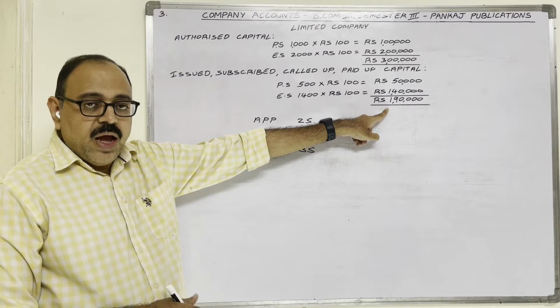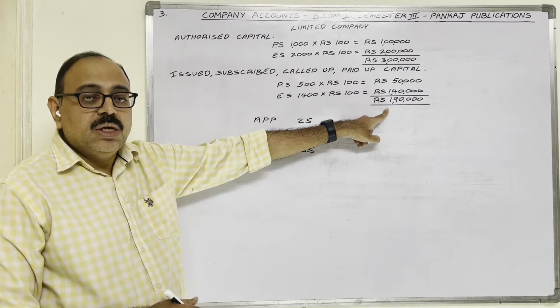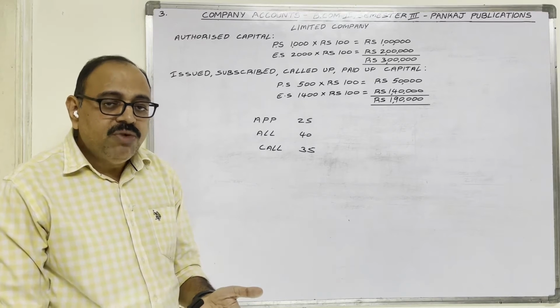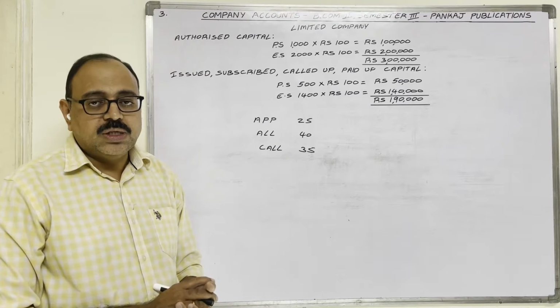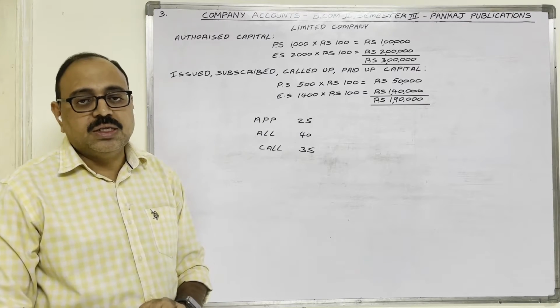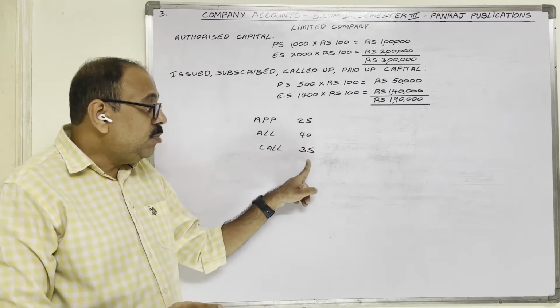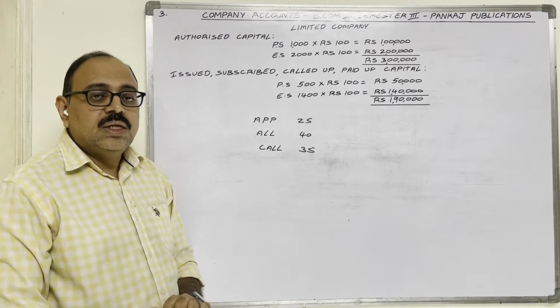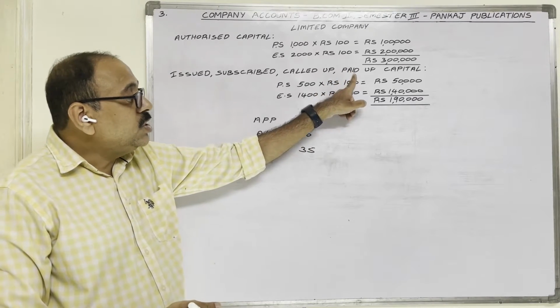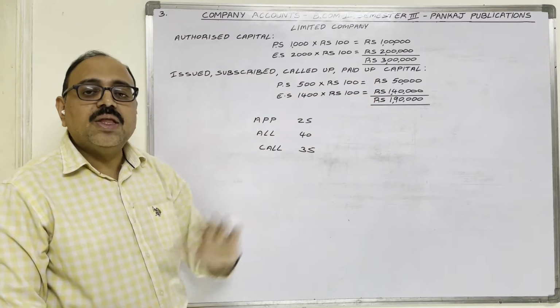1,90,000. And in previous problems, he had given calls in arrears, where some shareholders failed to pay some amounts. But in the present problem, he is not giving any calls in arrears. The company received all these amounts on all shares. Therefore, there are no calls in arrears. Paid up capital is also the same, 1,90,000 rupees.